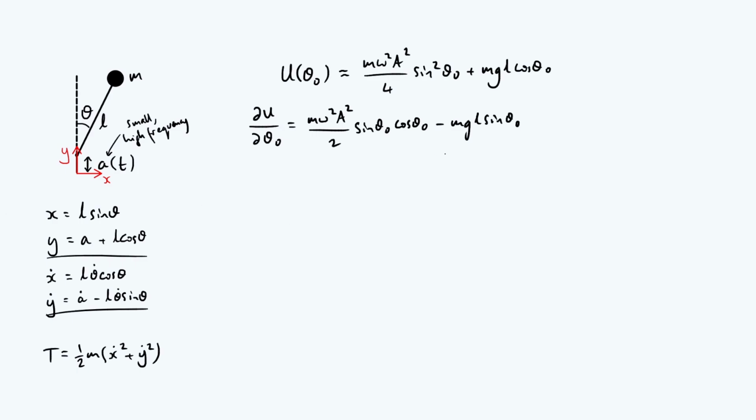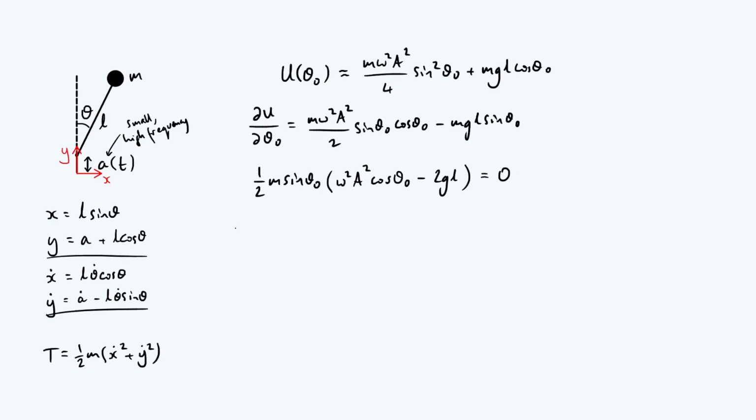It would, of course, also be useful to factorize it, because there's a common factor of sine theta naught. I'm going to choose to factor out half m sine theta naught. That makes things work out pretty neatly, because then your first term just becomes omega squared a squared cos theta naught. Your second term then becomes minus 2gl. You have to pick up a factor of 2, because I chose to factor out the half just to make it look a bit nicer. So we're trying to set that equal to 0 to find the equilibrium positions.